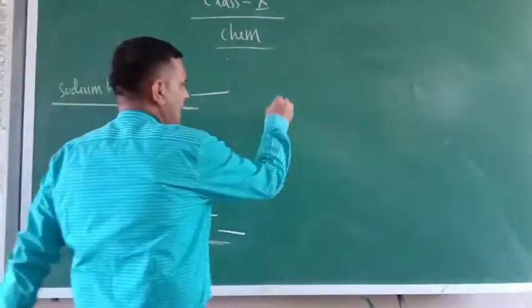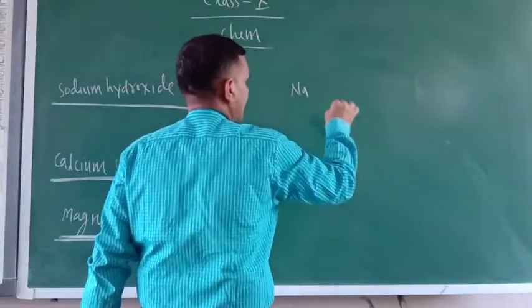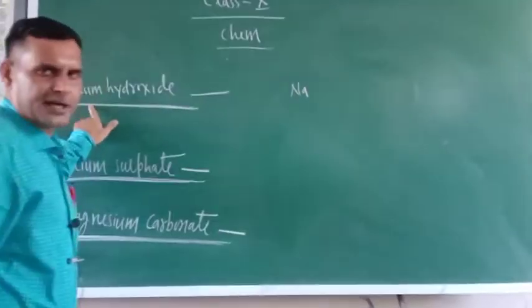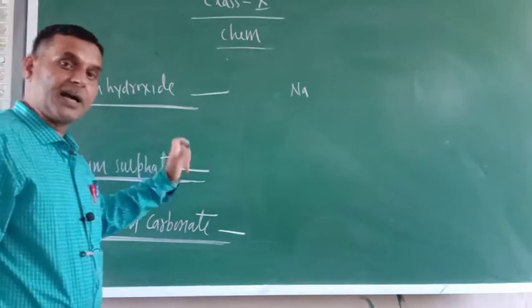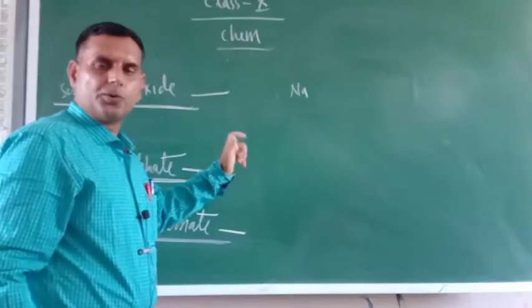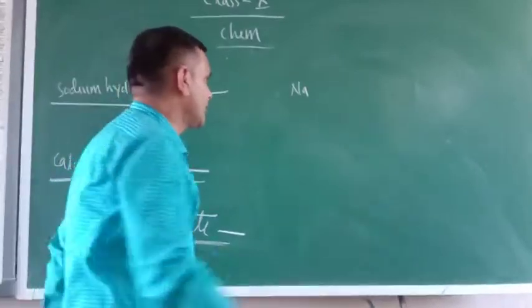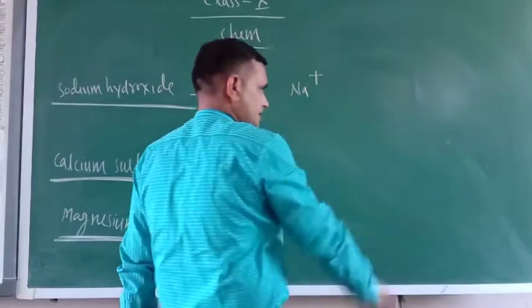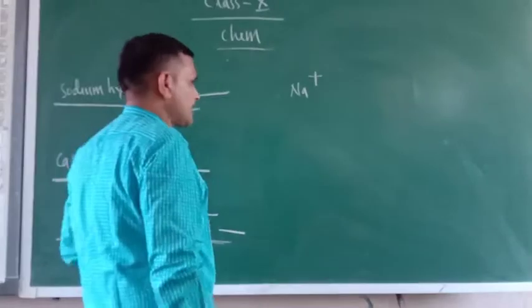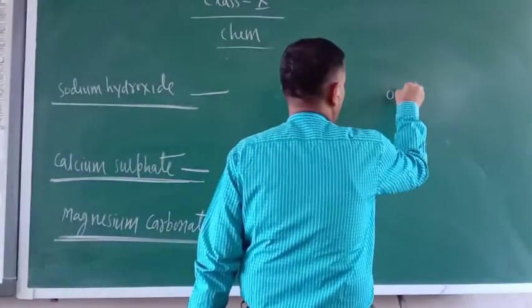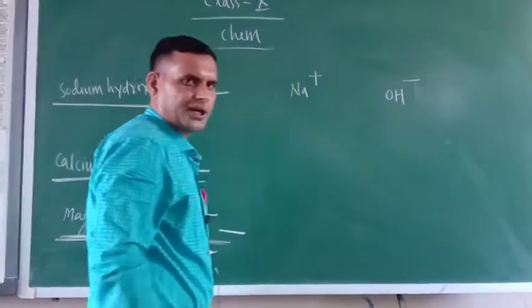First you write the symbol of sodium, Na, then indicate its charge. You have to memorize that charge. If you know the charge, then only you can write the formulae. So this is Na single positive. Then hydroxide is OH, this is also single negative.